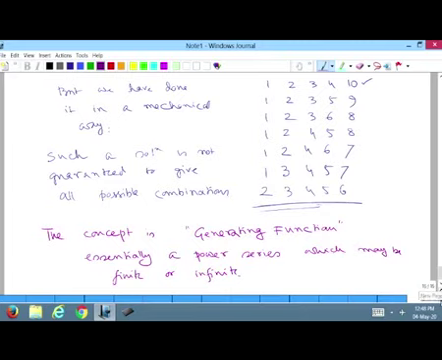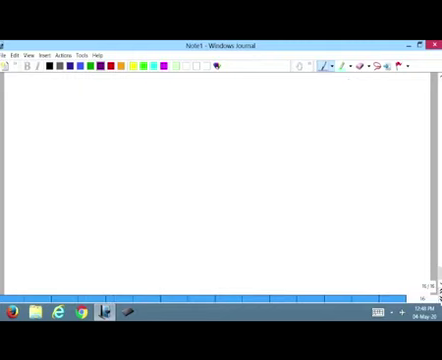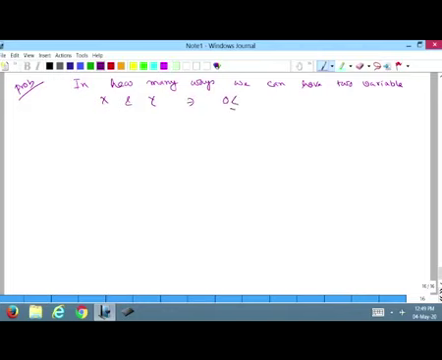So, let me first give you some example. In how many ways we can have 2 variables x and y such that 0 less than equal to x less than equal to 2 and 1 less than equal to y less than equal to 2 and x plus y is equal to 3. This solution is pretty simple.